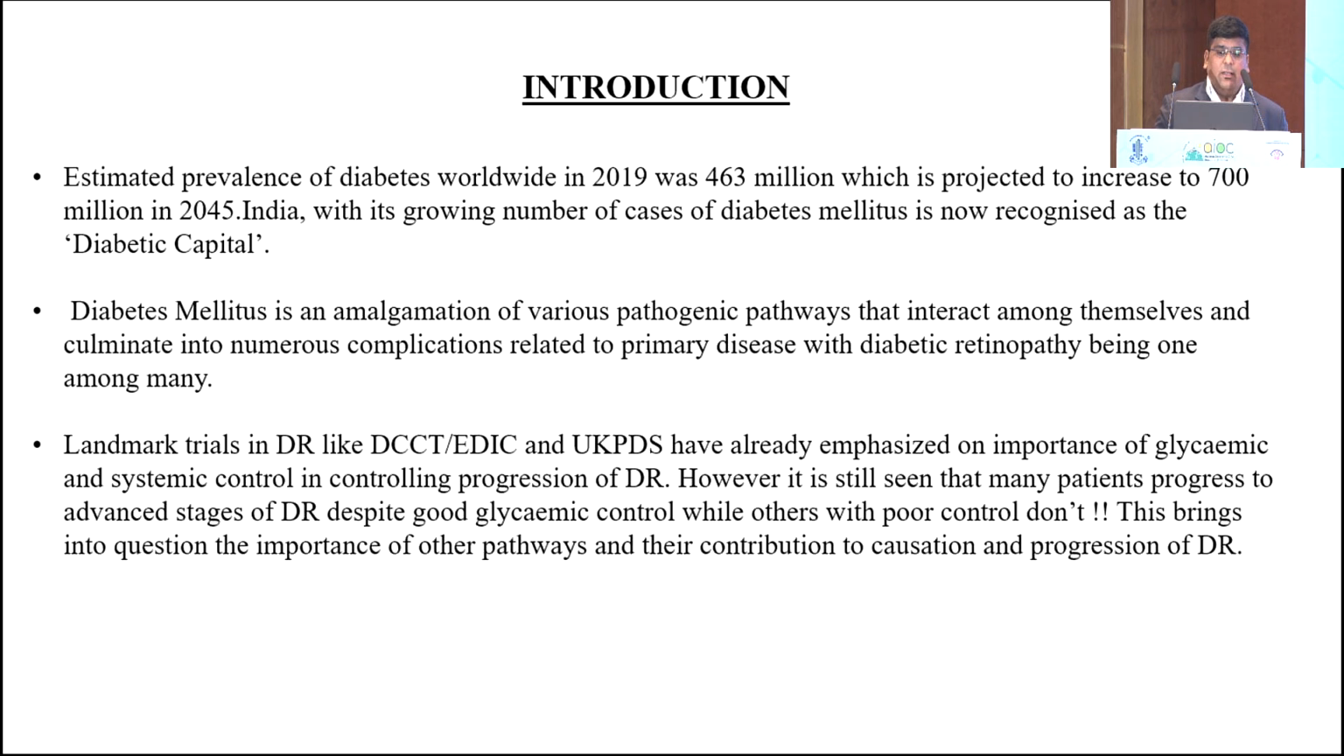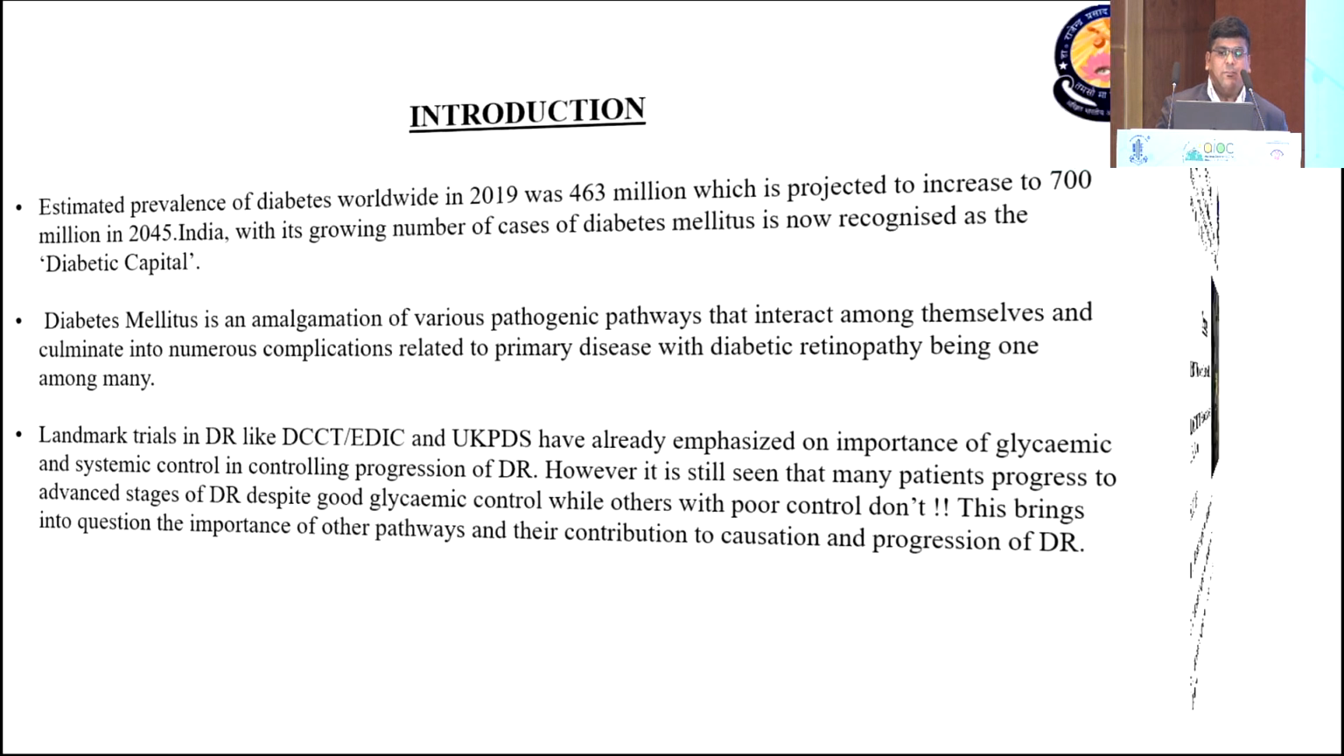So there have been various landmark trials like DCCT, EDIC and UKPDS which have always emphasized the fact of glycemic and systemic control to control the disease. However, there are certain patients with poor diabetes control who don't progress. On the other hand, we have some patients with very good diabetes control who do progress with the disease. So are there certain local factors that are acting?